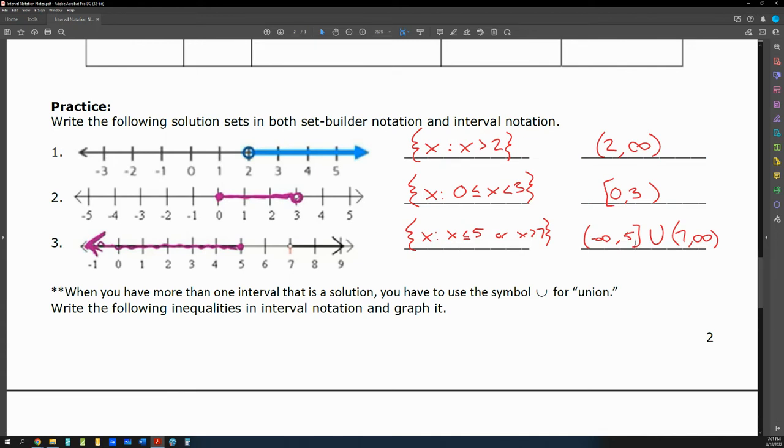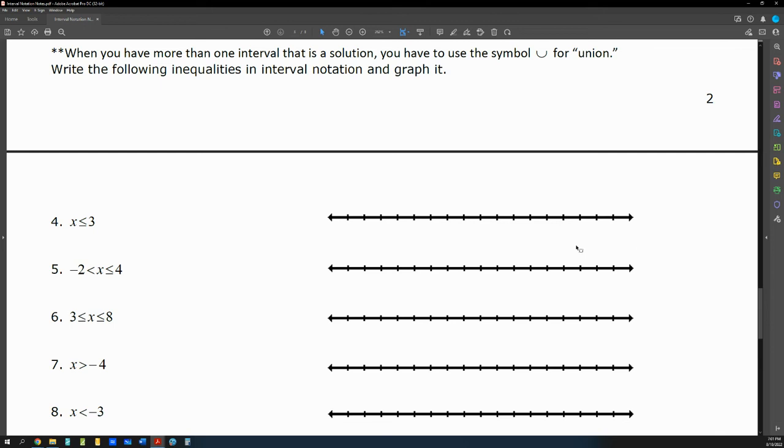All right. Go ahead and flip the page. The instructions, unfortunately, are up here. Write the following inequalities in interval notation and then graph it.